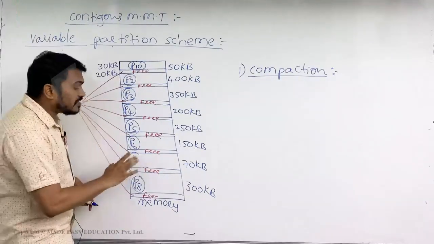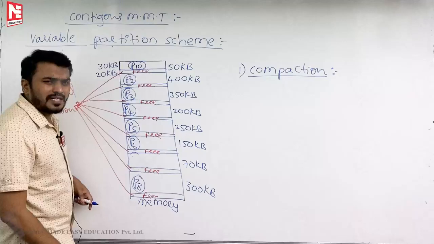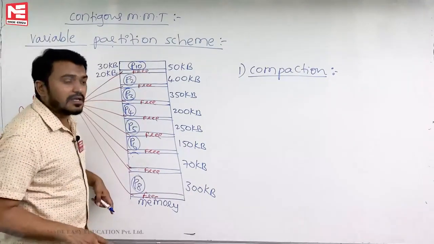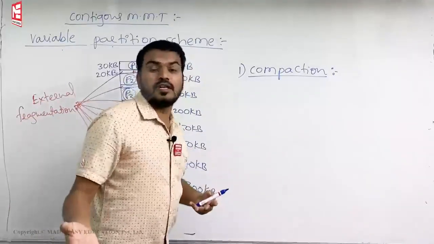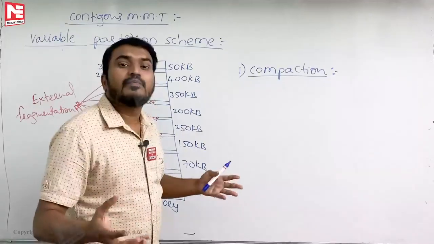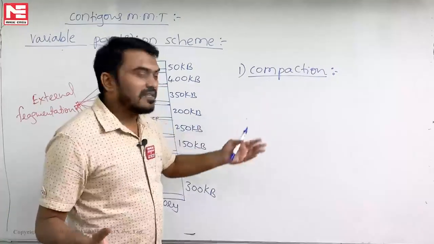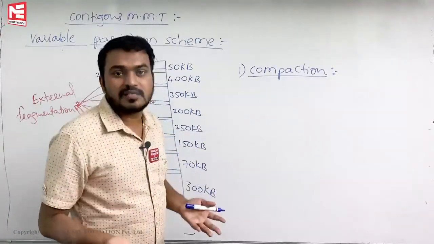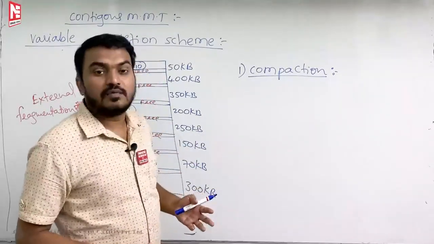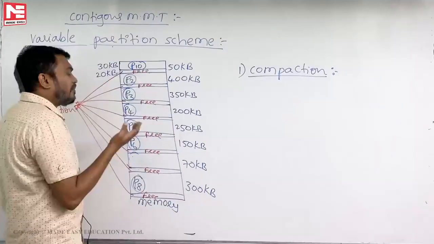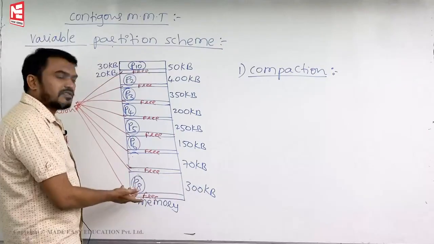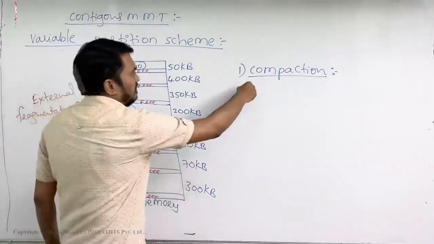All the running processes in the memory will get interrupted. So compaction may be a good idea, but it is not suggestible to implement practically. Compaction is undesirable to implement practically. Why? Because if you implement compaction, all the running processes in the memory will get disturbed or interrupted. Is that clear?